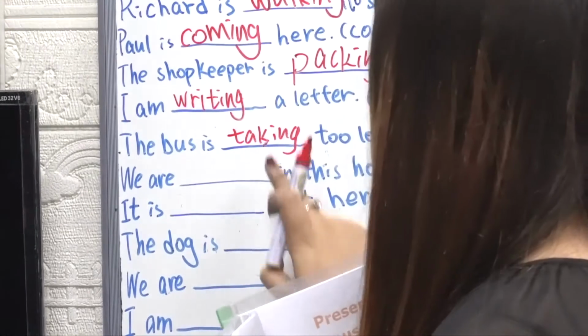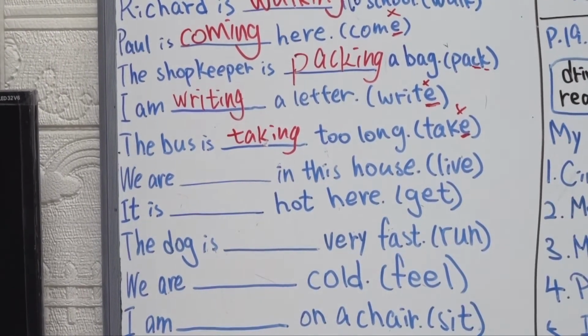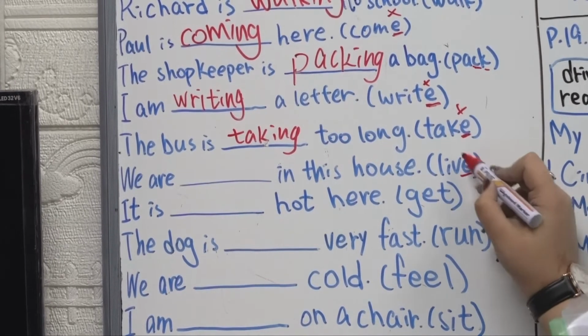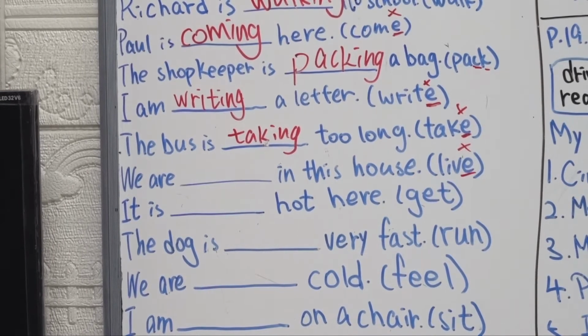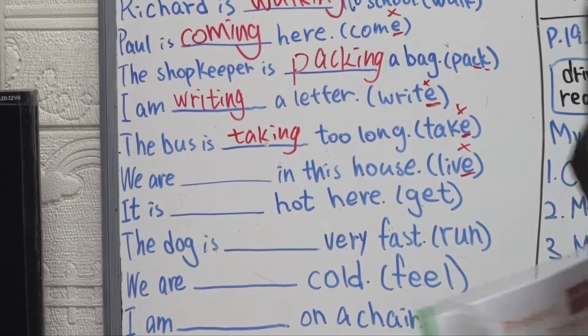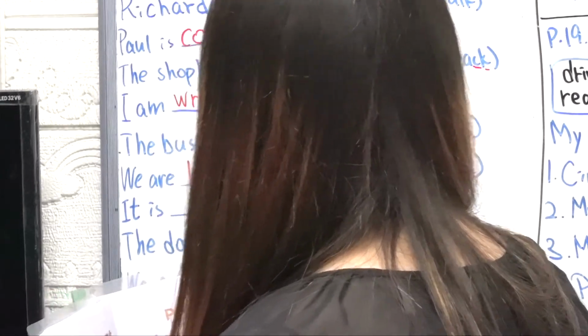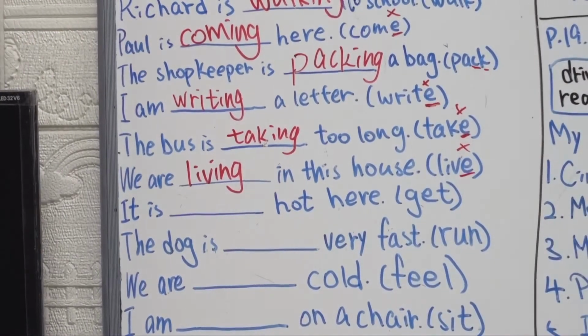Okay, after we have crossed out the E. Next one: we are what in this house? Live. Live becomes living. Again, it ends with the letter E, so all we do is cross out the E and add ing. We are living in this house.